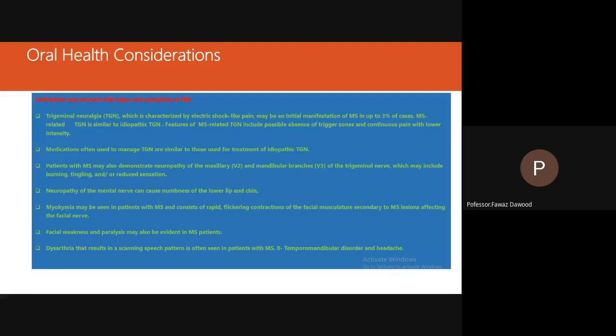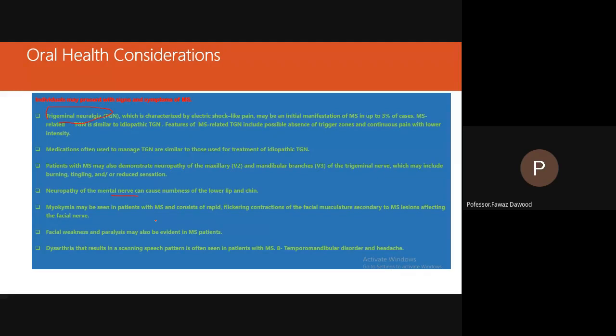Look here at exactly what is represented in these patients. Trigeminal neuralgia may occur, and we have adequate information regarding trigeminal neuralgia. The patient may have a neuropathy, either peripheral neuropathy or mononeuropathy, that is to say one nerve, whether the mandibular or the maxillary, or more than one nerve. Neuropathy sometimes occurs on the mental nerve. Myokymia could be demonstrated in these patients, and during clinical examination we could see rapid contraction of the facial muscles.